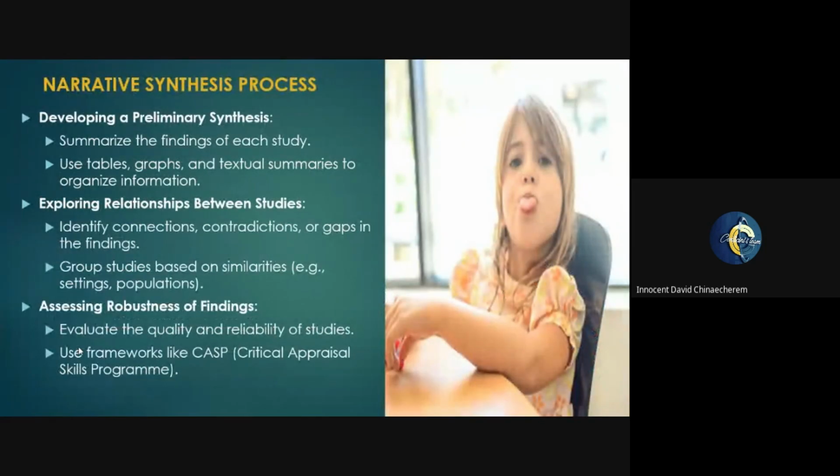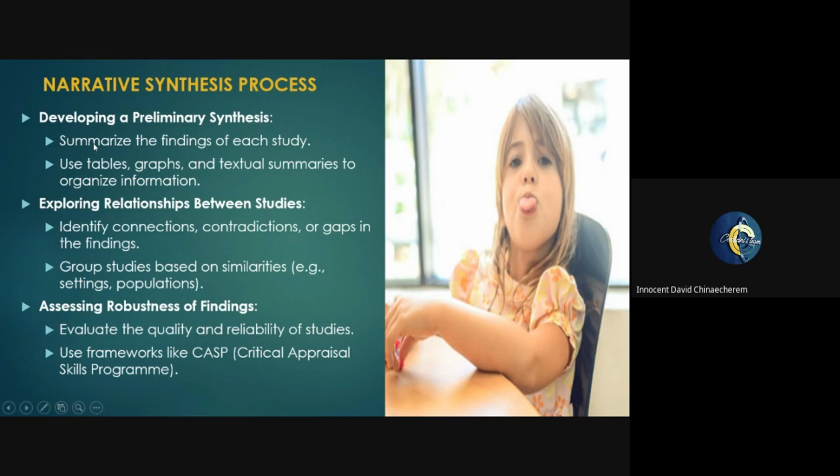So moving ahead now, where does this lead us to? It leads us to understanding that for us to start our narrative synthesis process, the first thing we need to do is develop a preliminary synthesis. First of all, we need to have a table which shows the characteristics of the included studies, which we've already explained in our previous session.